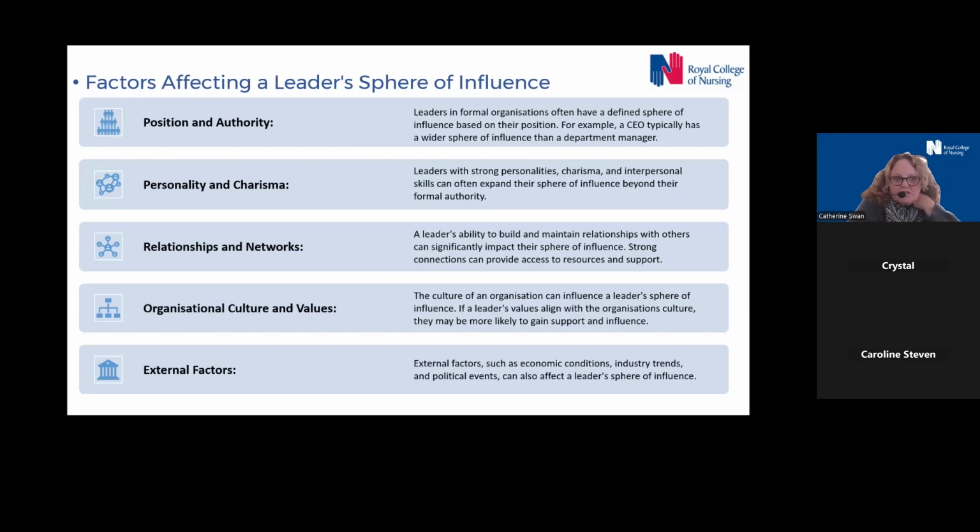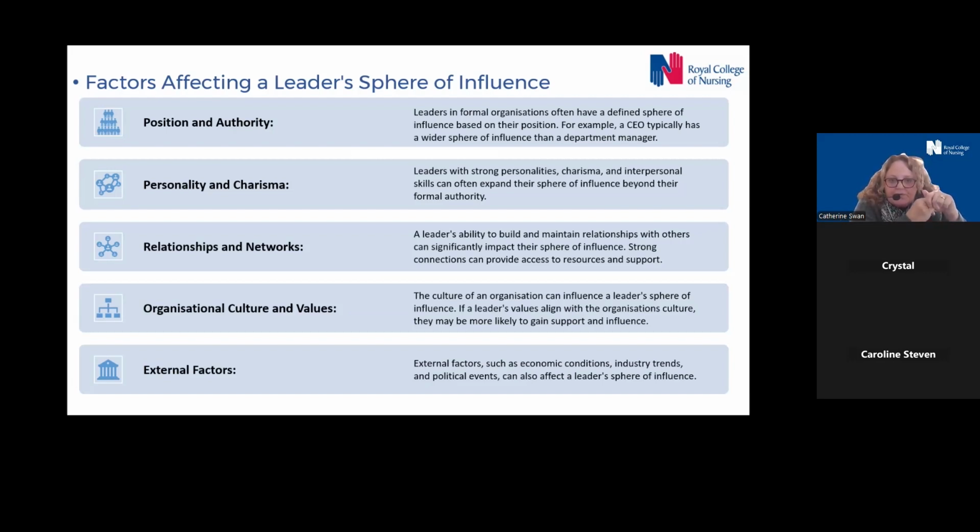Relationships and networks is another one that affects the sphere of influence. A leader's ability to build and maintain relationships with others. When you're changing, when you're doing your project, you're able to run with that. That's very important. It can significantly impact the sphere of influence. If you're not able to have and maintain those relationships, then they break down. It's very difficult to maintain your sphere of influence.